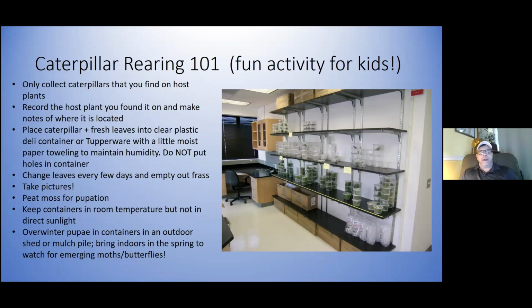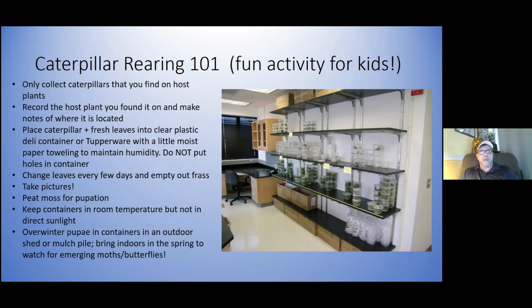When you're rearing the caterpillars, you don't want to put them in the sun. You can roast the caterpillars in their containers very easily. I've made this mistake myself. So you can see my shelf in my lab is some distance away from the windows. So you want to get some indirect light, but not direct light so that you fry them.